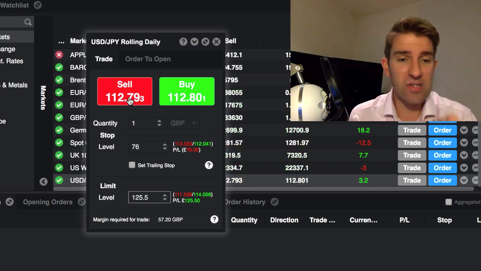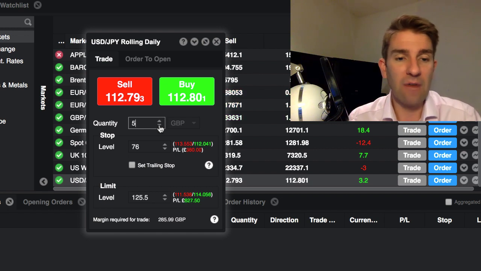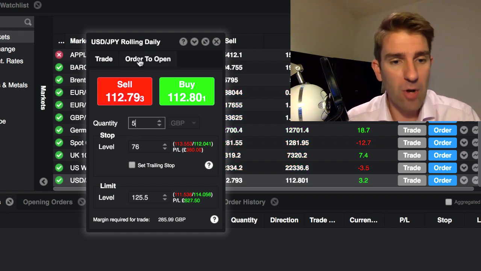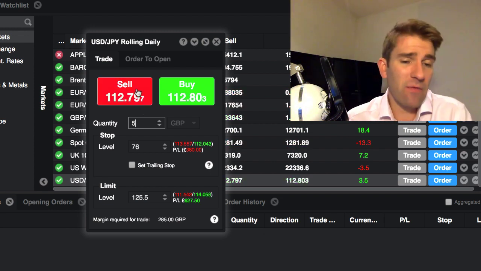In this example, we're going to hit sell. We're going to double check the quantity we want. Let's say we want to do £5 a point. We're on a spread bet platform at the moment. We're going to go short at 112.78, 79, wherever we get filled.